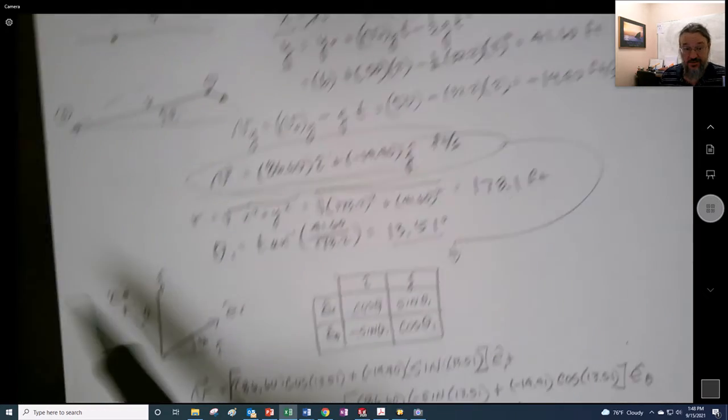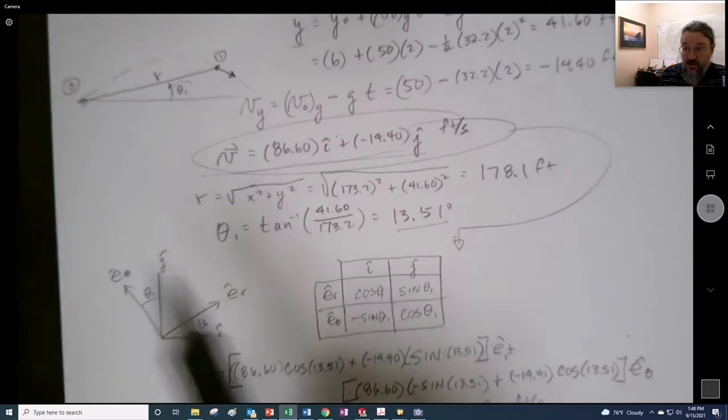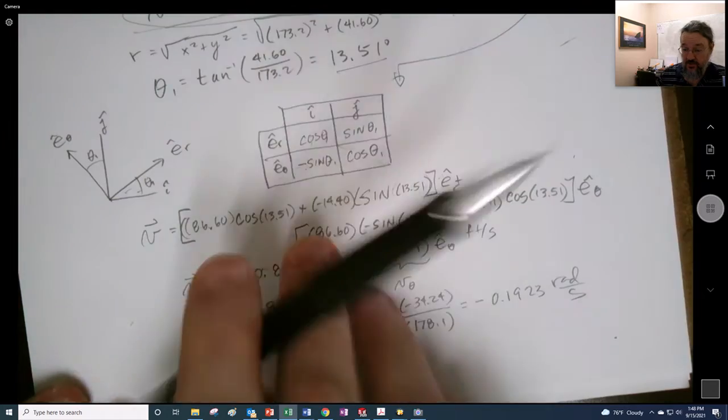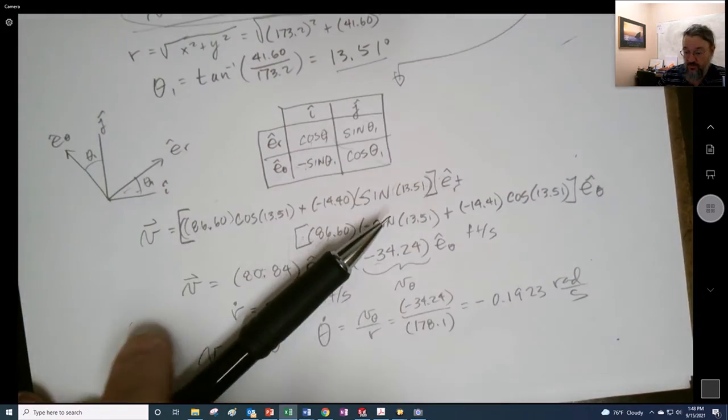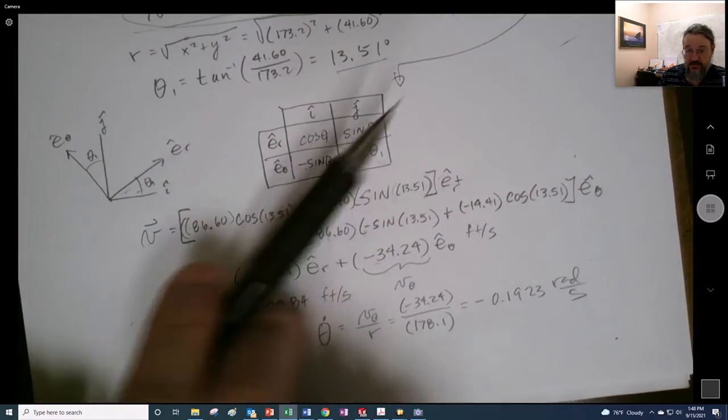Whereas in our coordinates, counterclockwise is positive. So the ball is coming down this way, but it is extending outwards. It is increasing in radius.